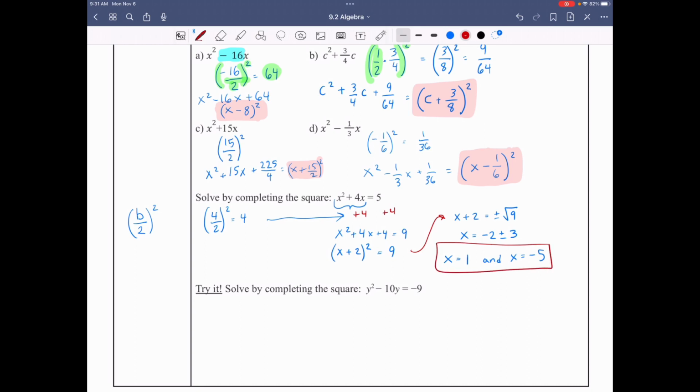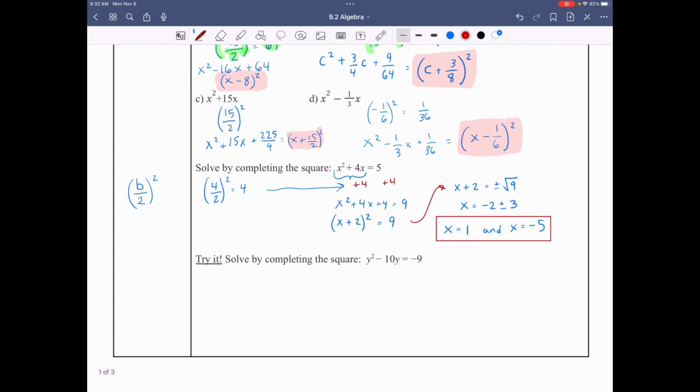I'll pause the video here and allow you to work on the try it. Solve it by completing the square. y squared minus 10y equals negative 9.